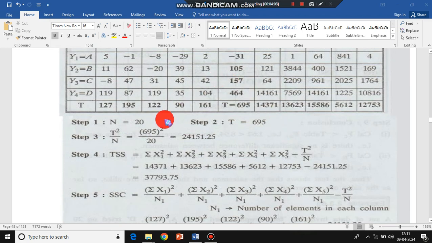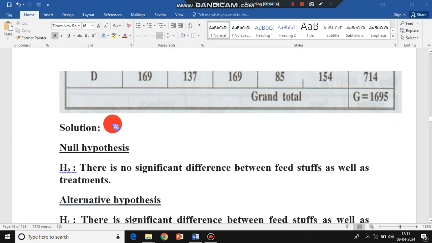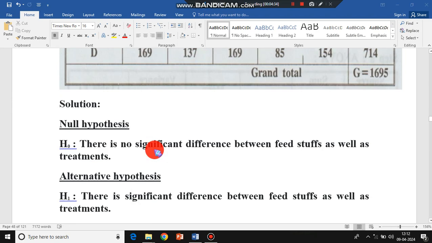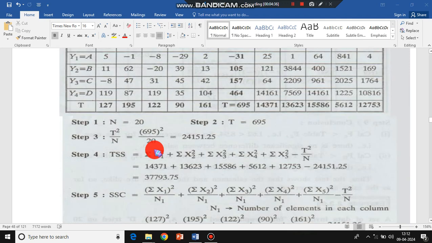Okay, now what is n? n means the total observations. Now look at the problem given to us. How many observations are here? 1 2 3 4 5, 1 2 3 4, so 4 into 5, 20. 1 2 3 4 5 6 7 8 9 10 11 12 13 14 15 16 17 18 19 20. So we have 20 observations here, and therefore n equals 20.